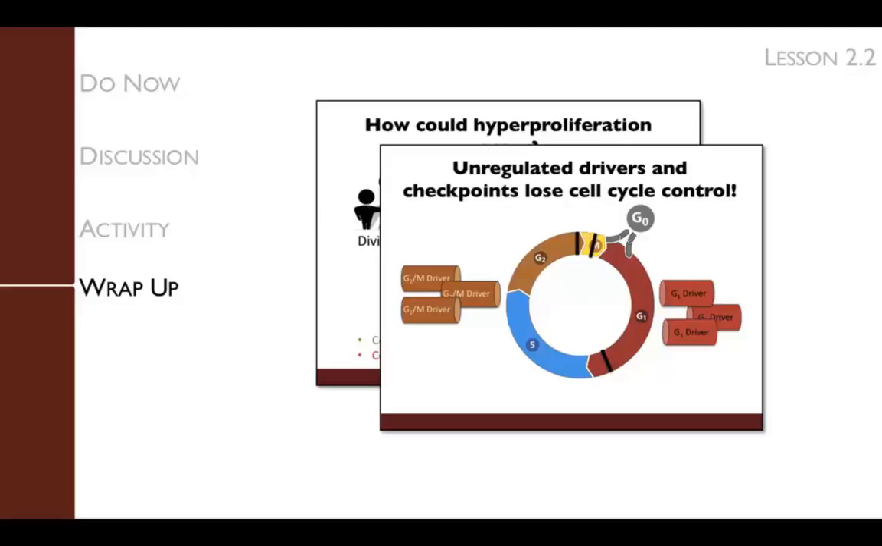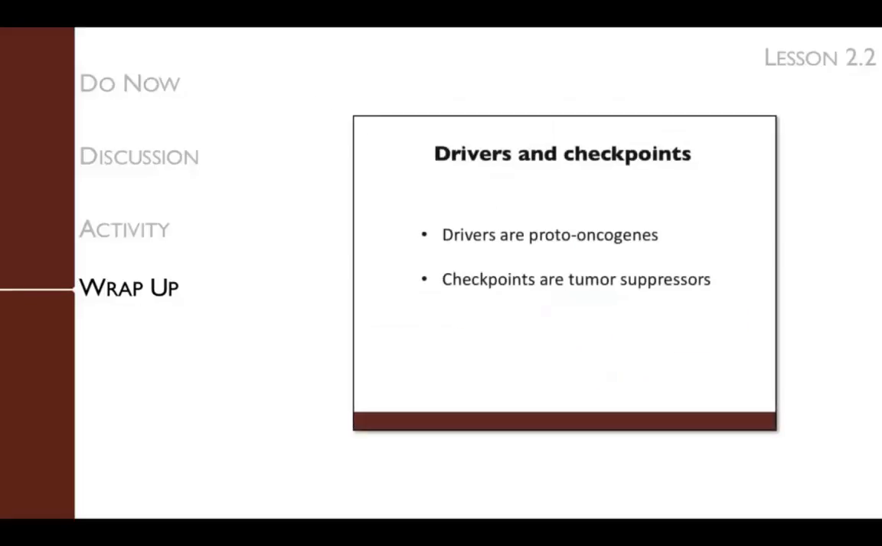We will use this car analogy a lot going forward. Make sure students are comfortable with it. The last slide of the wrap-up reminds students to think about the vocabulary they learned earlier. They should realize that drivers are proto-oncogenes and control the cell moving forward in the cell cycle, and that checkpoints are tumor suppressors and control the cell pausing in the cell cycle.